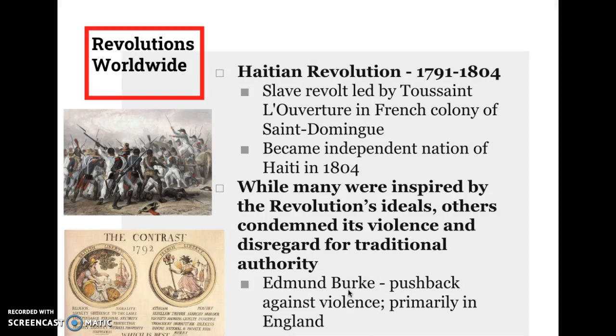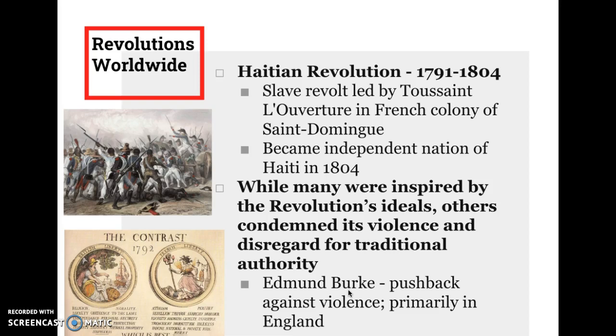Major effects of the French Revolution we got to know. Haitian Revolution, of course, we learned about. Remember, Haiti at this time was a French colony. Ironically, when the Haitians attempt to have their own revolution, the French, including Robespierre, are like, no. Whatever. They become an independent nation by 1804.